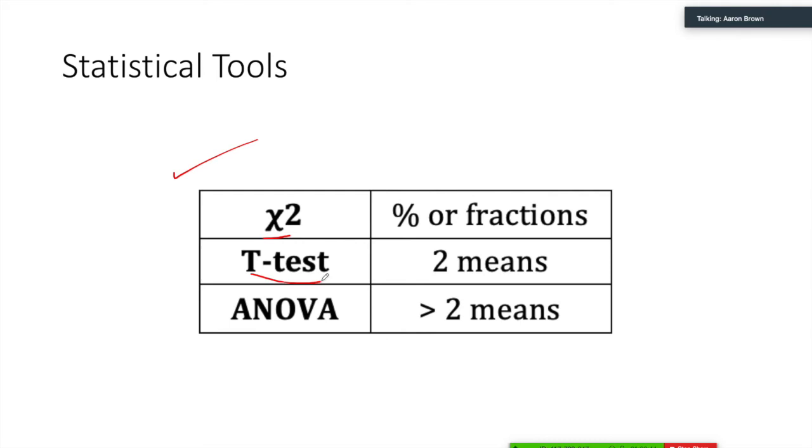T-test is very simple. T stands for two. So whenever you have two means, you use a t-test. Do not make it any more complicated than it needs to be. If they've given you just two groups with two means, use a t-test. All right. ANOVA is for if you have three groups with three means, or four groups with four means, or five groups with five means. Any number of means over two, you're going to use the ANOVA. Okay. It's really just as simple as that.